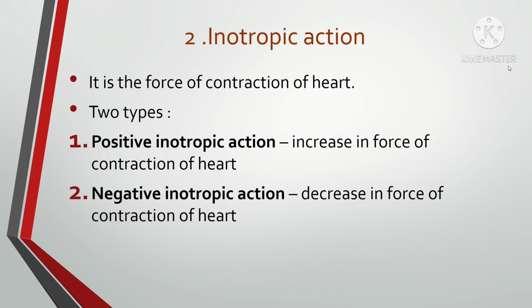Inotropic is the force of contraction of heart. Contraction of heart has to take place. If contraction doesn't take place, it means your blood will not flow. Blood will flow from atrium to ventricle, and for that, contraction should take place. So it has two types, positive and negative. Positive inotropic action means it increases the force of contraction. Negative will decrease the force of contraction. It is easy. Positive will increase, negative will decrease. Let's move to next. So what is inotropic? It is the force of contraction of heart.